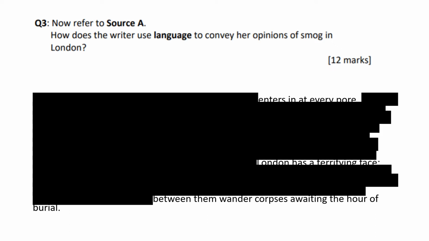I've picked out 3 here. It's not come out quite well, but you can see it if you've got your copy of the text, and I'm going to go through in a bit more detail. So the things I picked out as 3 little bits that I liked about this one. One, where it enters in every pore. The other bit, London has a terrifying face. And between them wander corpses awaiting the hour of burial. Now I've just picked out 3.